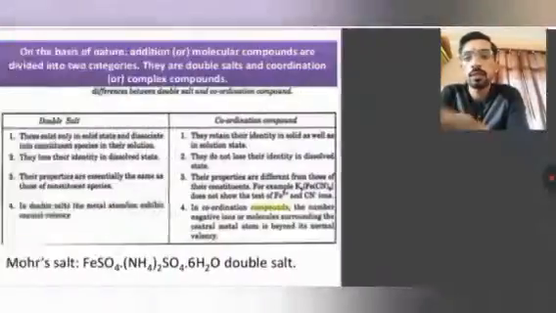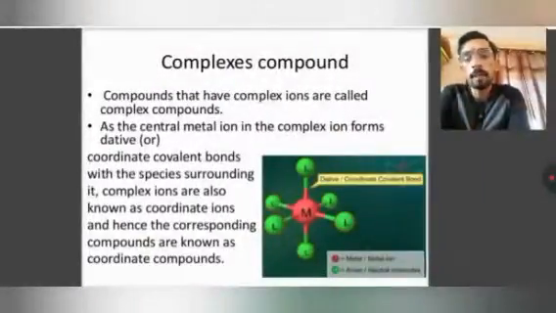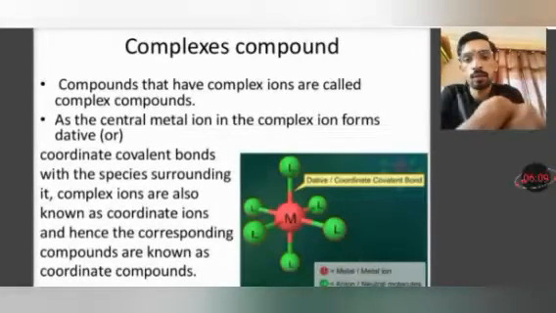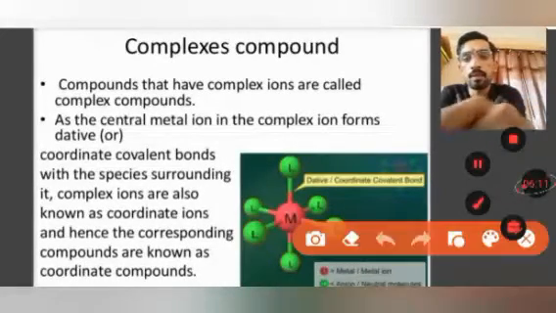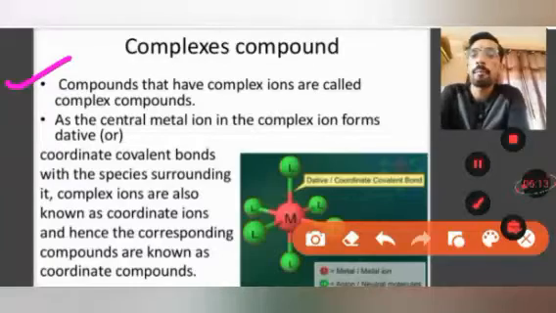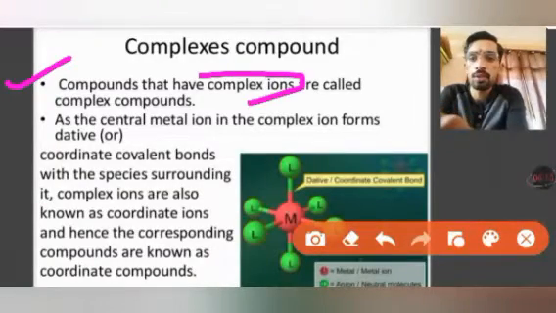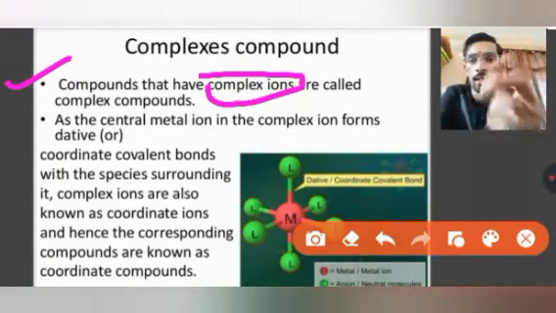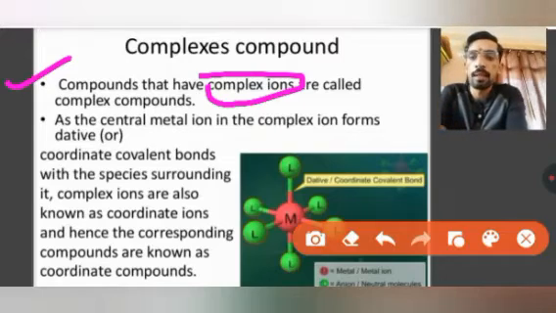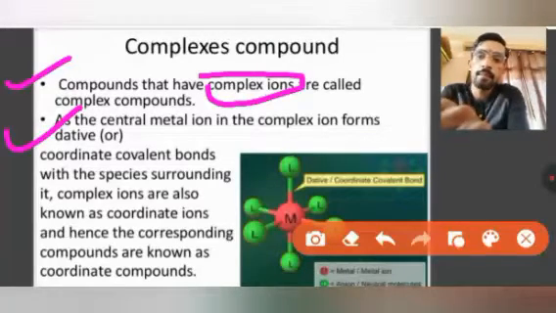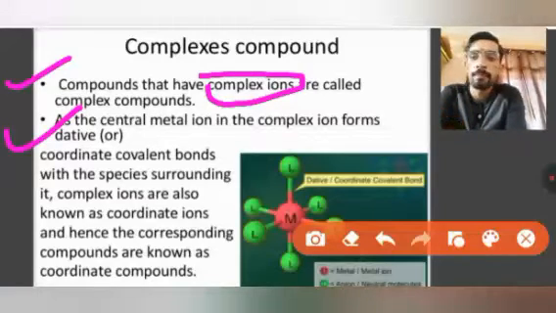नाउ आफ्टर डबल सॉल्ट, there is a complex compound, which is the name of the chapter. So complex compound is what? There is compound that have complex ion. एक वो compound जिनमें complex ion हो, बहुत ज़्यादा ion हो, and these are called complex compound. As a central metal ion in the complex ion, it forms a dative or coordinate covalent bond.